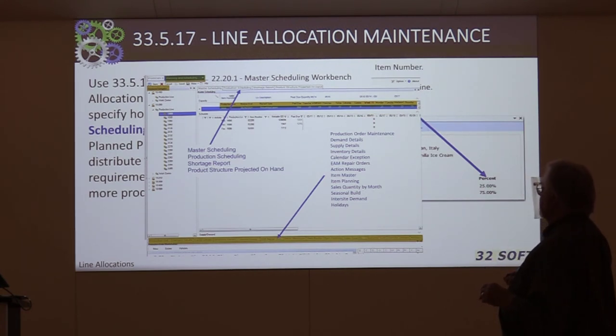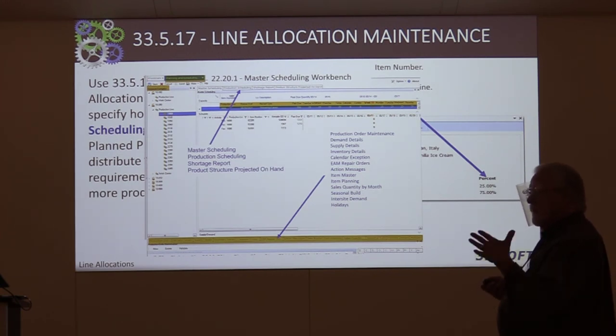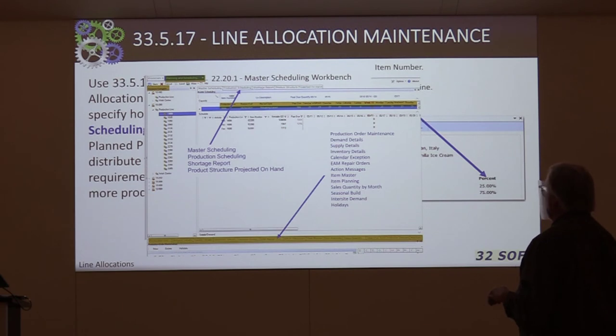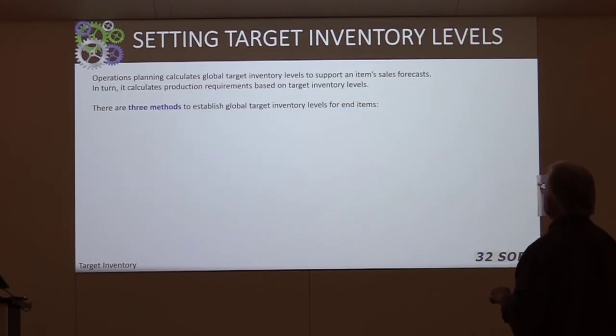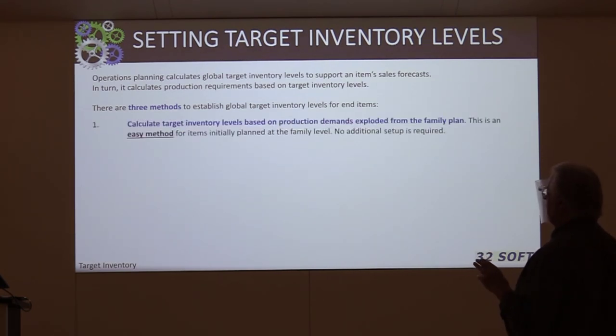You've got master scheduling, production scheduling, shortage reports, action measures, item master, sales, it just goes on and on. It is intimidating. You need to know what you're doing. You just can't jump into it. You've got to have a little bit of planning background, but that is a tool that you really need to understand. You can set these target inventory levels one of three ways.